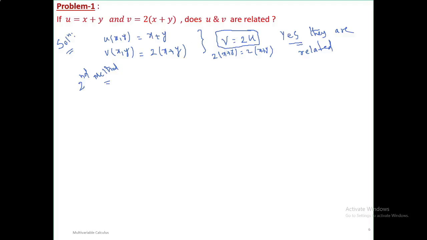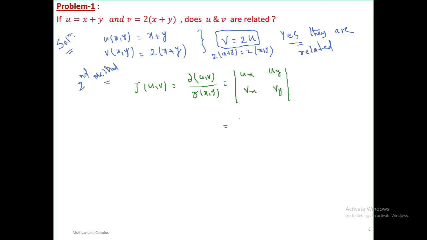So let us look at the sign whether a relation exists or not. For that we have to compute the Jacobian of u comma v. What do I need to write first? The dependent variables u and v, and the corresponding independent variables x and y go in the denominator. What is the definition now? Dou u by dou x, next dou u by dou y, next dou v by dou x, next dou v by dou y, by definition.